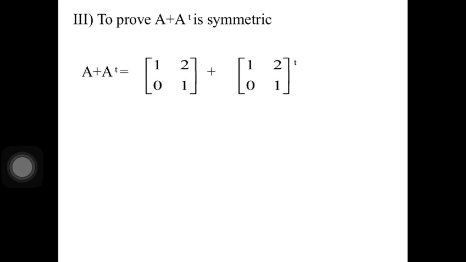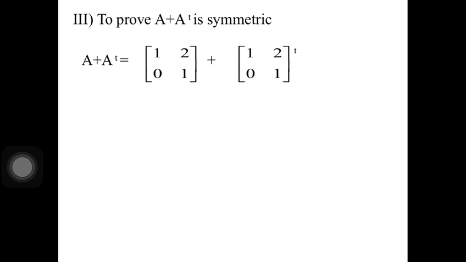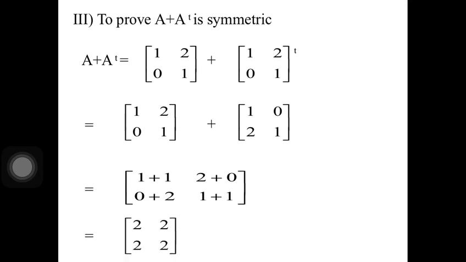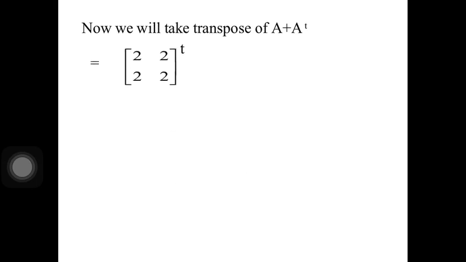Now the second, prove that A plus A transpose is symmetric. Solve this. A plus A transpose, first of all take the transpose of A matrix and then add with A, and it is equal to 2 2 first row, 2 2 second row. Now take its transpose again. The transpose is equal to again A plus A transpose, so it is a symmetric matrix.